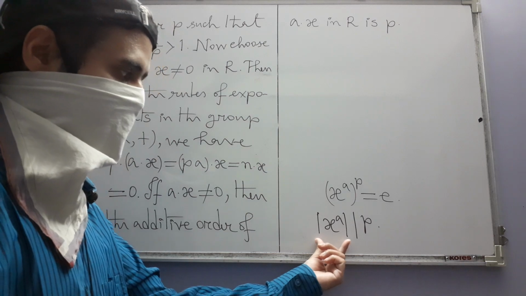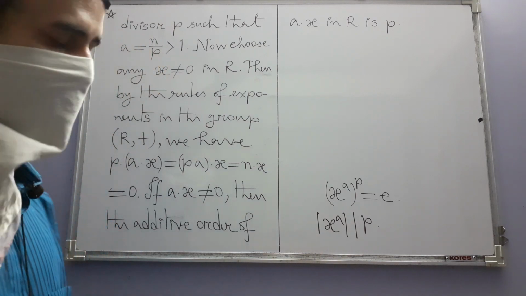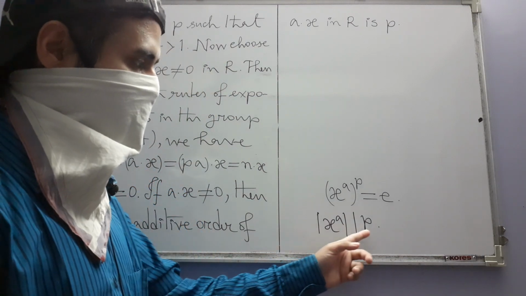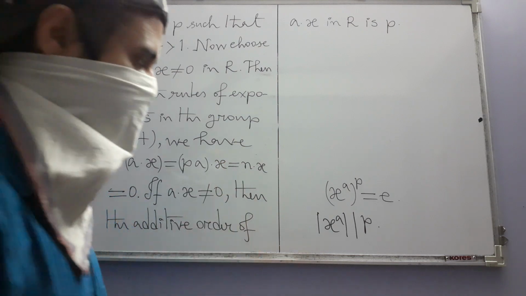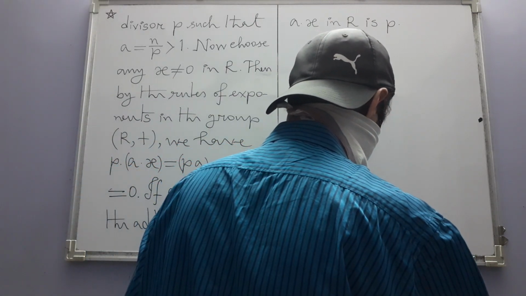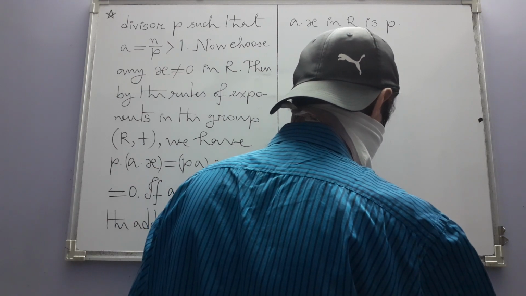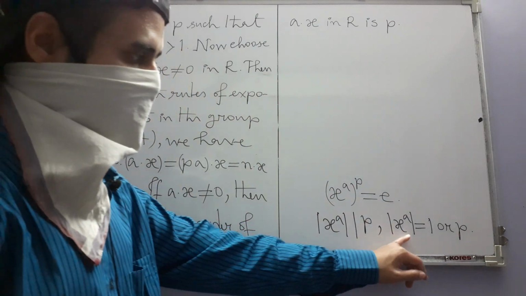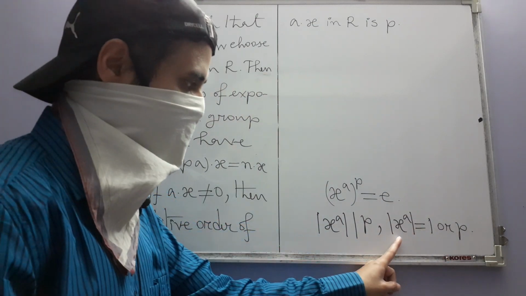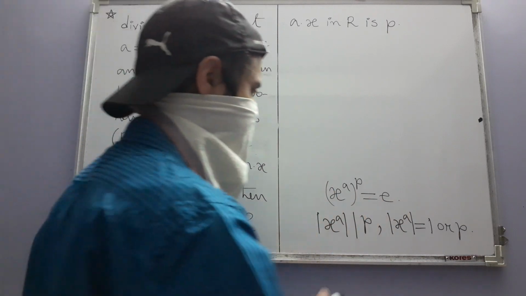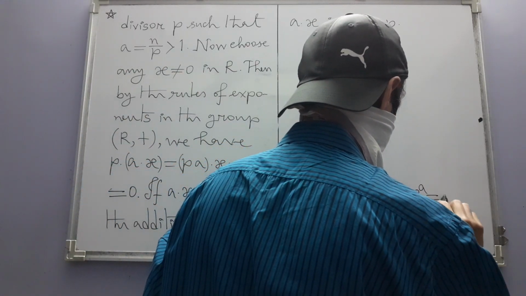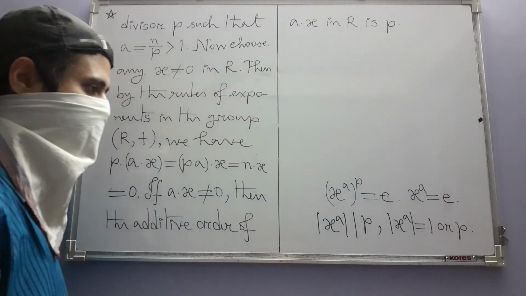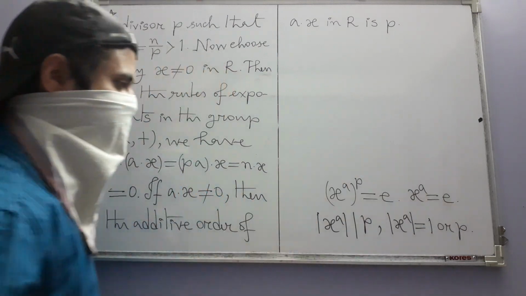But the order of any element, when that order is finite in a group, is by definition a positive integer, and the only positive divisors of the prime p are 1 and p. So this is 1 or p. But if this order has to be 1, then the element must be the identity element, and well, this is not P, this is E. For this to happen, we must have this.